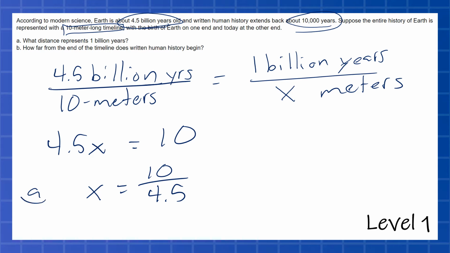Now, that's part A. Part B says, how far from the end of the timeline does human written history begin? Now, human written history is not a billion years. It's only 10,000 years.